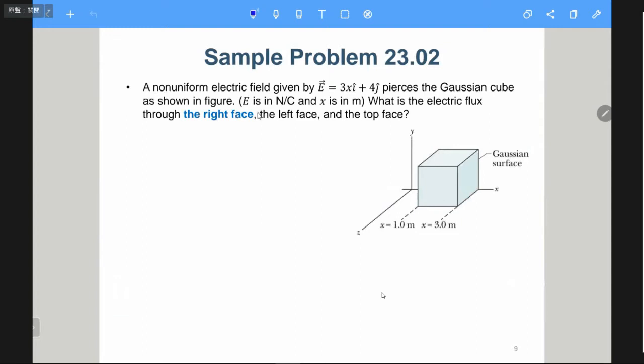Okay, so here, let's consider E dot dA over the right surface. We use a small r to represent right.